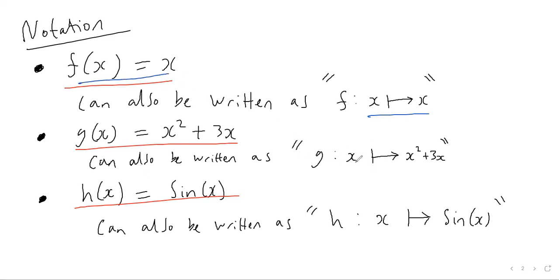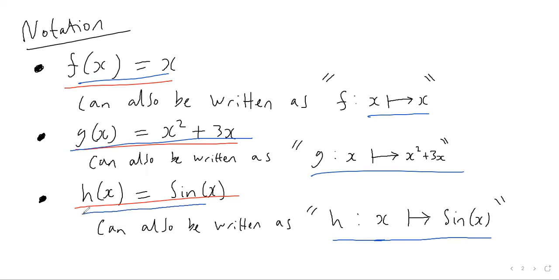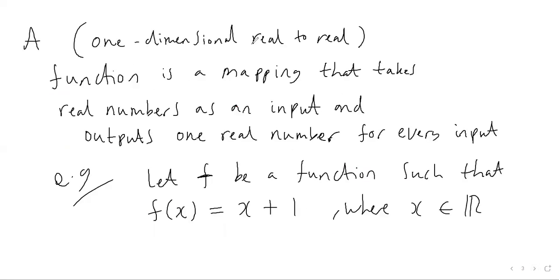This one here, g such that x is mapped to x squared plus 3x, is exactly the same as this here. And x is mapped to sine x for this function h is the same as h of x equals sine x. So you may see this notation as well, so just be aware of that. Okay, so a function then.